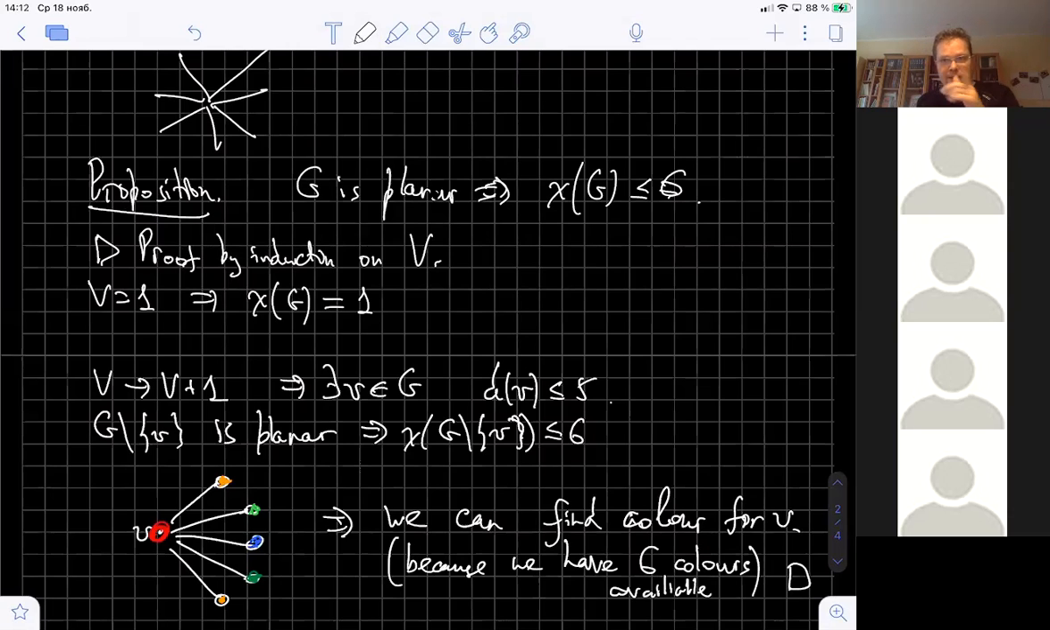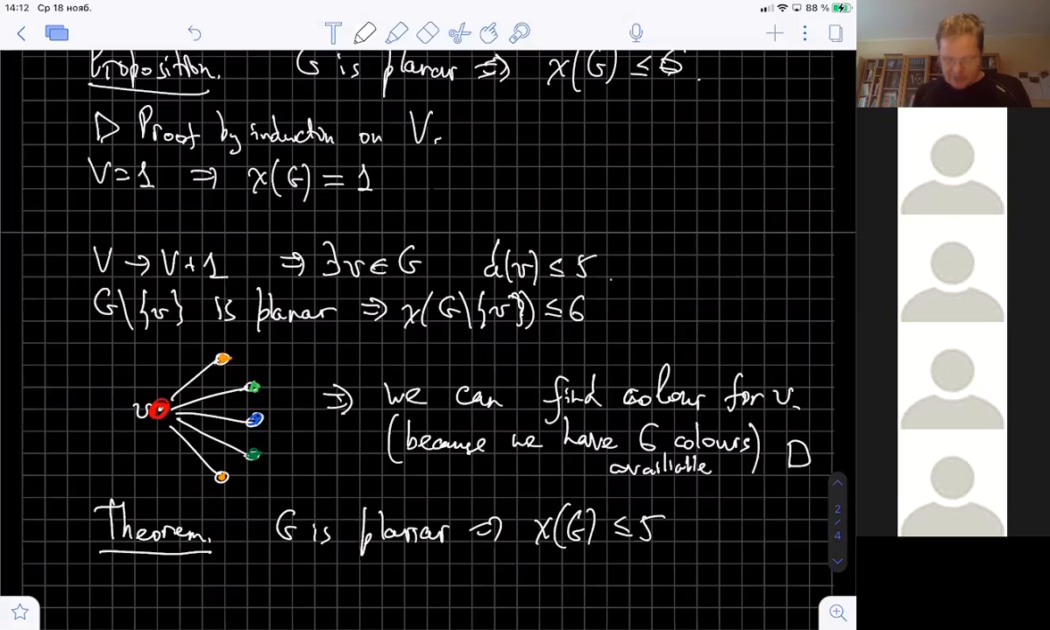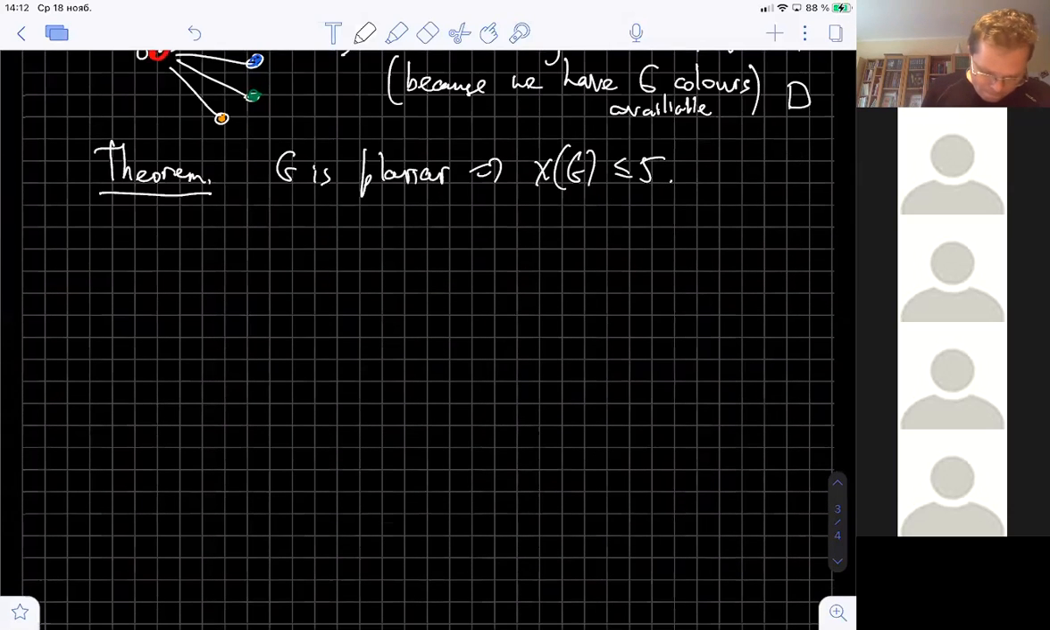Okay, but we can prove maybe a little harder proposition that for a planar graph the chromatic number is not greater than 5. Let's prove that. So again, of course, we just proved that the chromatic number is not greater than 6. The proof again is by induction, again by the number of vertices.